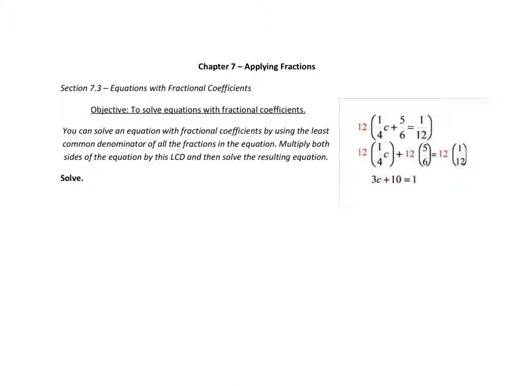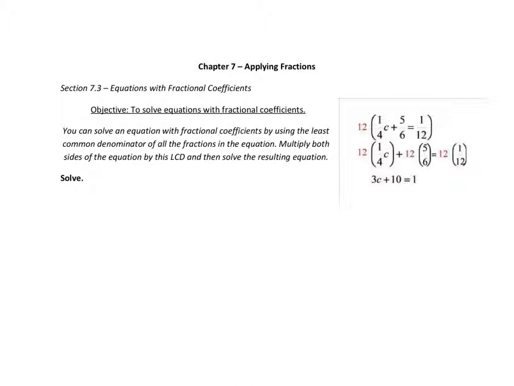I'm going to show you today how you can solve an equation with fractional coefficients by multiplying both sides by the least common denominator. So this paragraph says you can solve an equation with fractional coefficients by using the least common denominator of all the fractions in the equation. Once you find the least common denominator, you're going to multiply everything by that number, and all of the denominators will cancel out, so you have no fractions left.